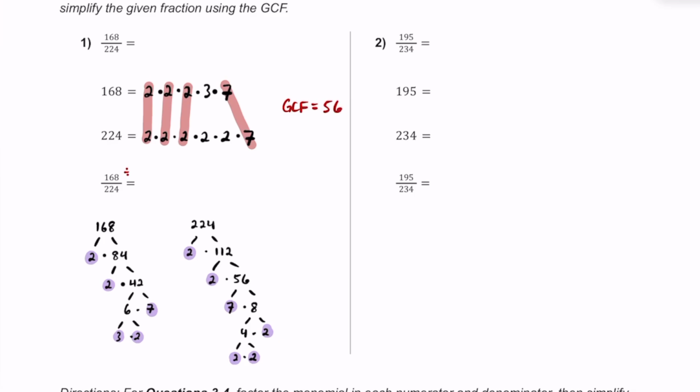Now, if we just show that we're using the greatest common factor, we would divide both of these by 56, right? Basically, 168 divided by 56 is just going to be 3 on top. So that's going to be that leftover number. And then in the denominator, 224 divided by 56 is just going to be 4 here. So at the end of the day, this 168 over 224 is really just the same value as 3/4.